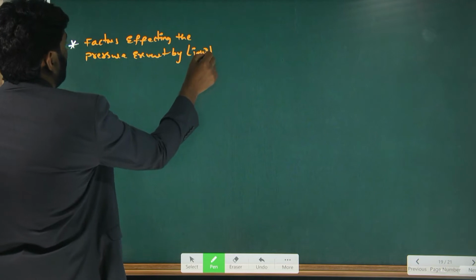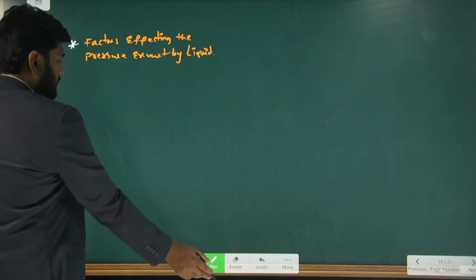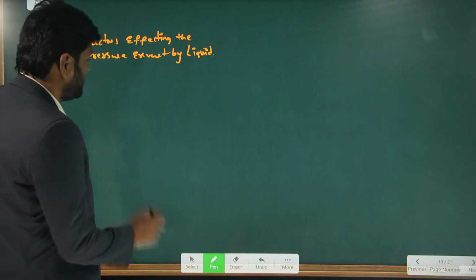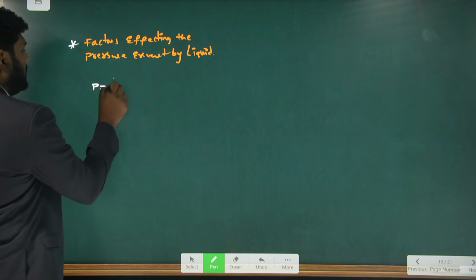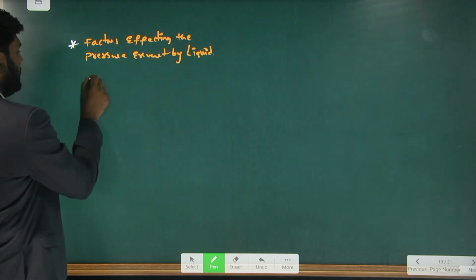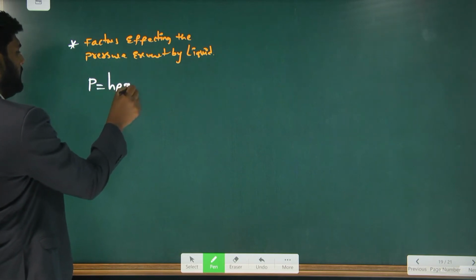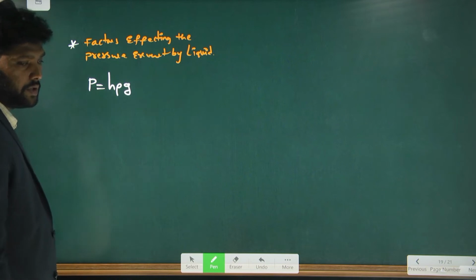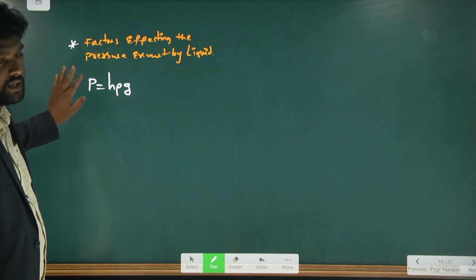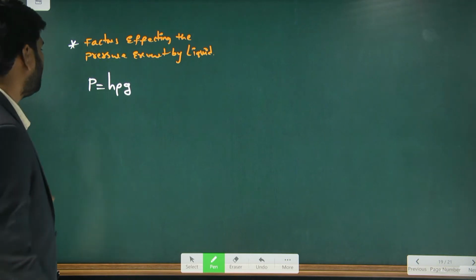Factors affecting the pressure exerted by the liquid. If you observe the formula for pressure, pressure is equal to H rho G. Pressure is equal to height of the liquid, density of the liquid, into acceleration due to gravity. So, by using the formula itself, we can say what factors will affect the pressure exerted by the liquid. Tell me, what is the first factor?